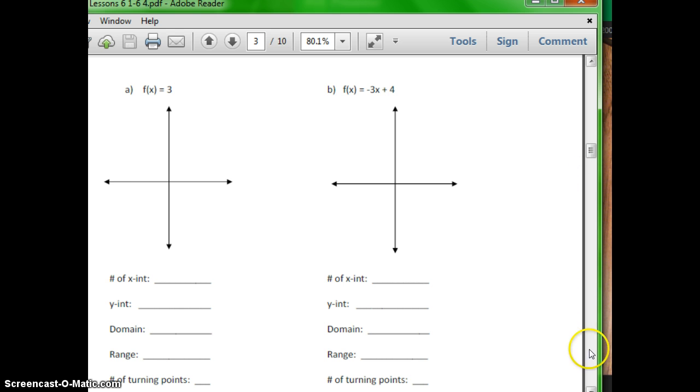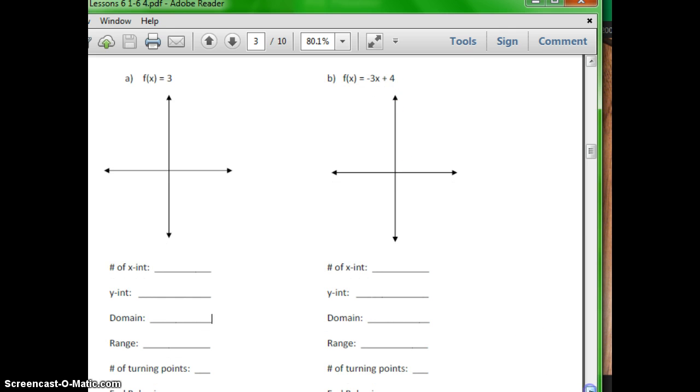Okay, welcome back. Really quickly, here are the answers. For negative 3x plus 4, it has one x-intercept. The y-intercept is 4, the constant term. The domain is all real numbers. The range, all real numbers. This is a line, right? It goes on forever in all directions.